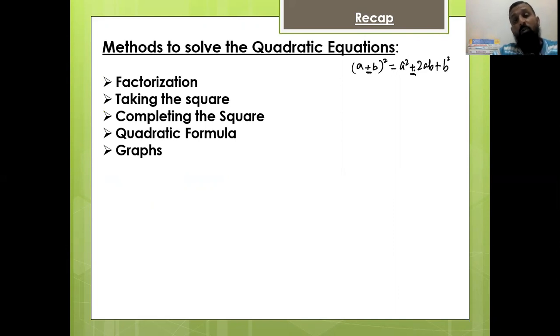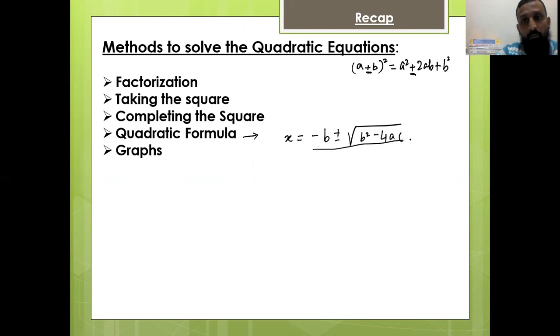The fourth one is called quadratic formula method. What is a quadratic formula, dear students? I hope you have learned it by now. X equals negative b plus minus under root b square minus 4ac upon 2a. All right, this is called a quadratic formula.